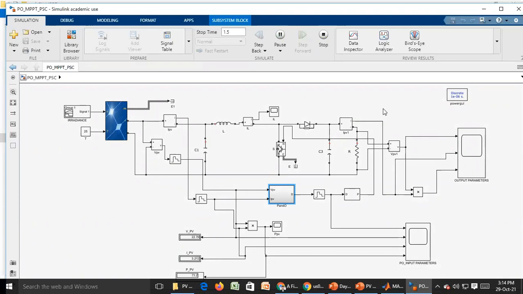So the main motto behind the P&O or incremental conductance or fuzzy MPPT techniques is, when there is shading, when there is a dynamic change, the system has to track properly. During uniform condition, it will track anyway nicely. So now during partial shading conditions, how it is tracking is what matters.